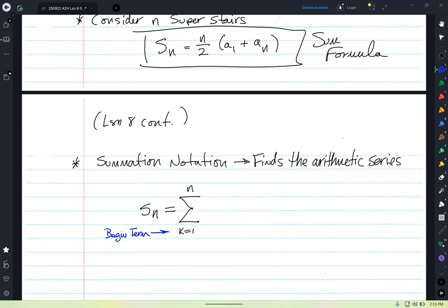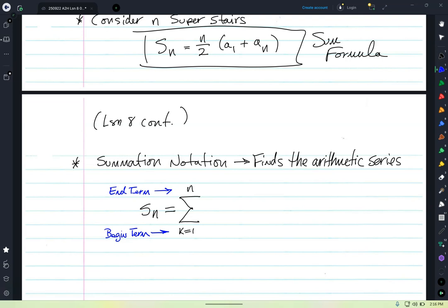The first term, a sub 1. And this right here is our ending term. Wait, but why is the K now? We'll talk about that. Because sigma. We'll talk about that.